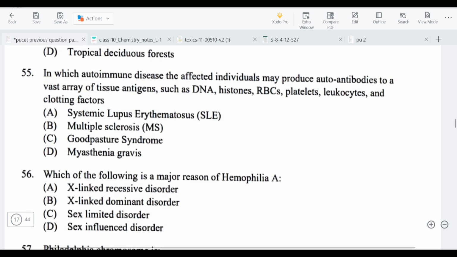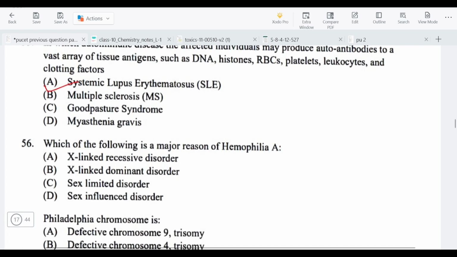In which autoimmune disease may the affected individuals produce autoantibodies to a vast array of tissue antigens such as DNA, histones, RBCs, platelets, leukocytes, and clotting factor? The answer is systemic lupus erythematosus. Next question, which of the following is a major reason of hemophilia A? The answer is X-linked recessive disorder.